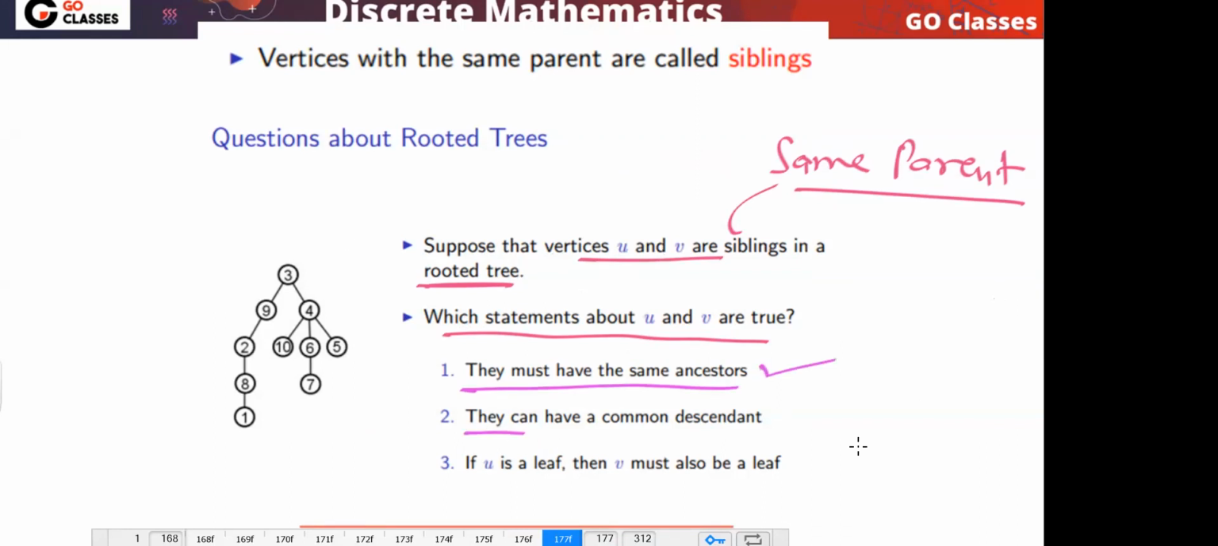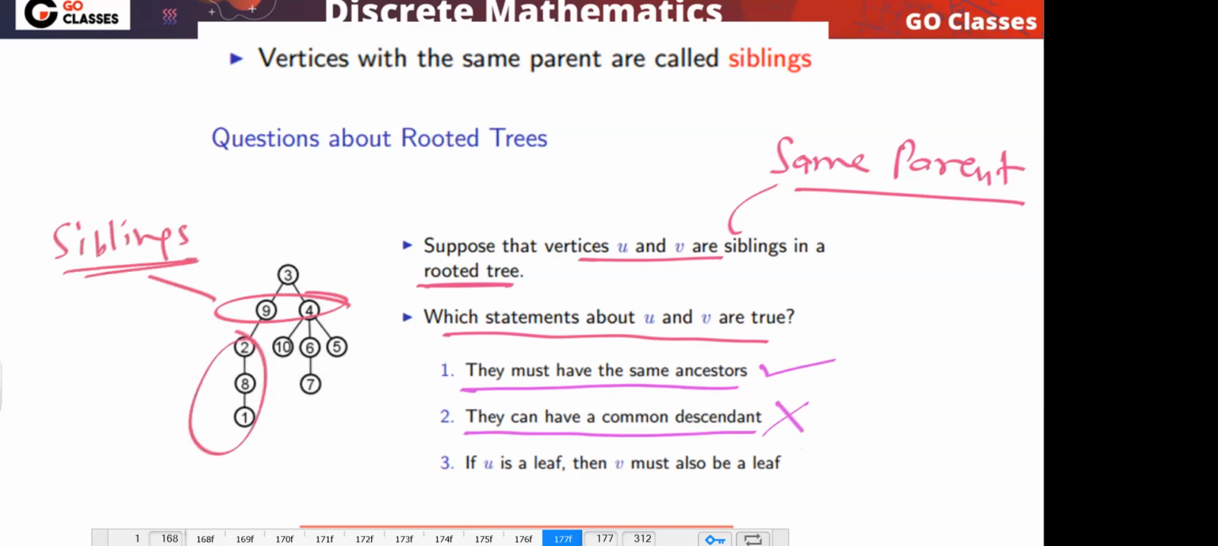They have a common descendant. This is not true. For example, here you can notice these are siblings, and they don't have a common descendant. The descendants of 9 are these, and these are the descendants of 4. They don't have any in common. If u is a leaf, v must be a leaf? No, this is also false. The remaining things we will see in the next class.